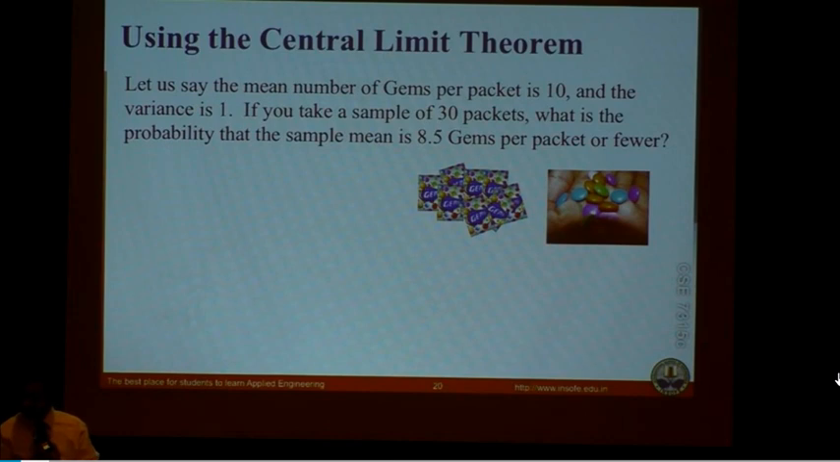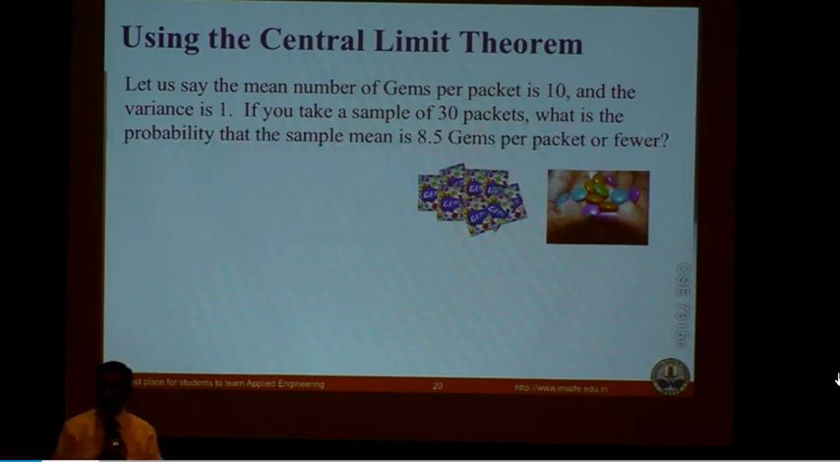Okay, let's solve 2-3 problems, and then we will take a break. So let's start with the simplest one. Let's say the mean number of gems in a packet is 10 and the variance is 1. If you take a sample of 30 packets, not 30 individual gems, 30 packets, what is the probability that the sample mean is 8.5 gems per packet or less?